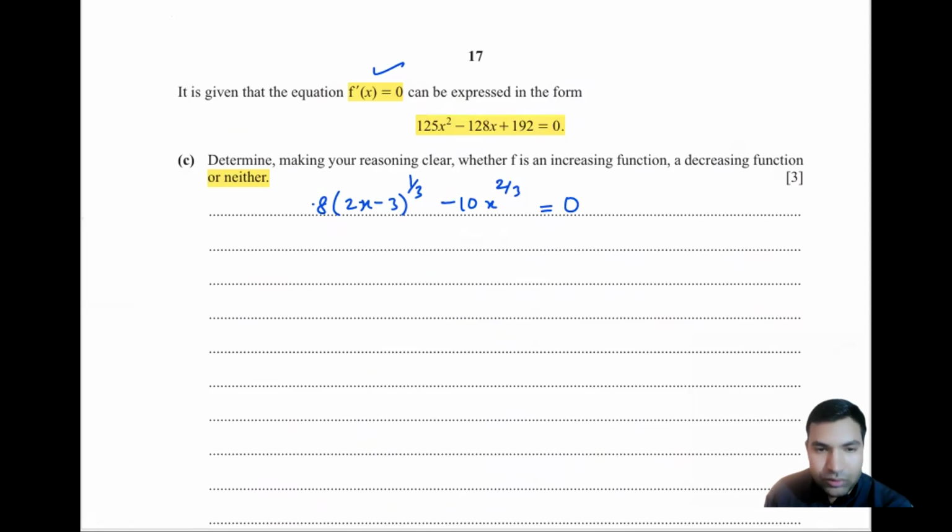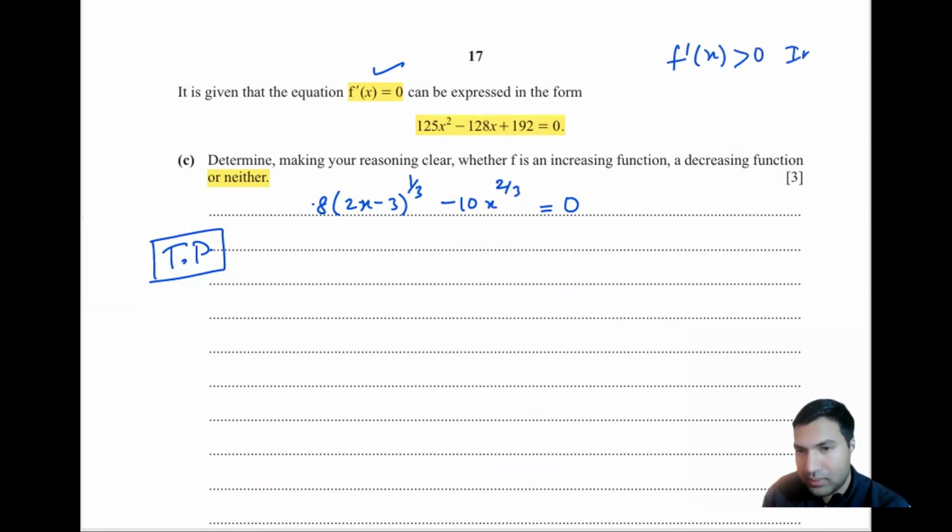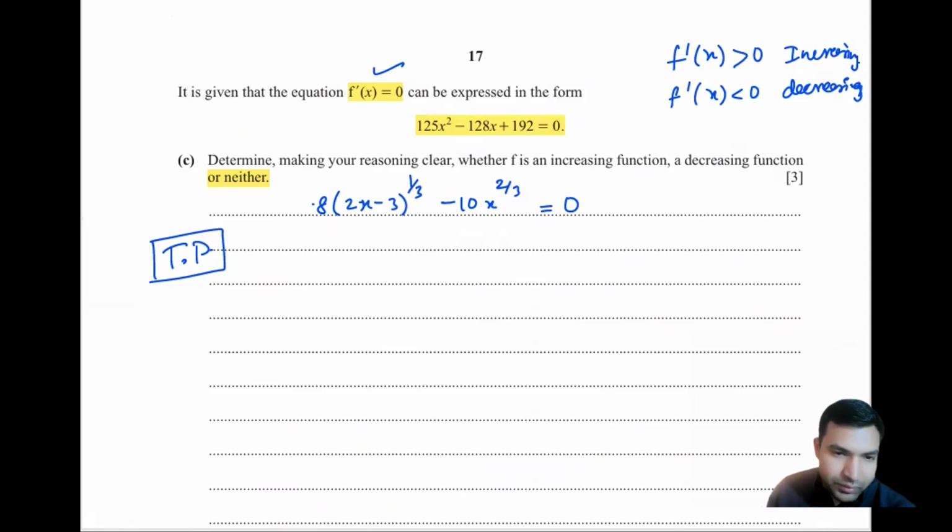Okay, now I need to find the turning points, right? How do you check whether a function is increasing or decreasing? Either f dash of x is greater than 0 for increasing, and for decreasing, f dash of x should be less than 0. So we have to find the turning points by equating it to 0, and then we put it on the number line after finding the turning points.